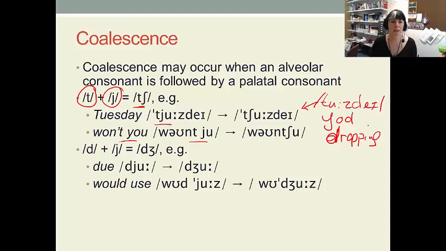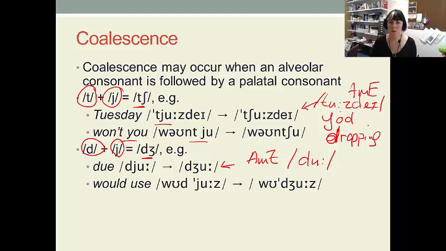Going back to coalescence, if we have a voiced alveolar plosive followed by a palatal consonant, it's produced as j. So instead of "dew", we get "jew", and instead of "would you", we get "wouldja". And we'd write this as a single word. Like we do up here, we write it as a single word. Again, here in American English, we're more likely to get yod dropping. So in American English, it's going to be "do" more likely than "jew". So just to note that this is also American English. But again, it can vary according to accent type.